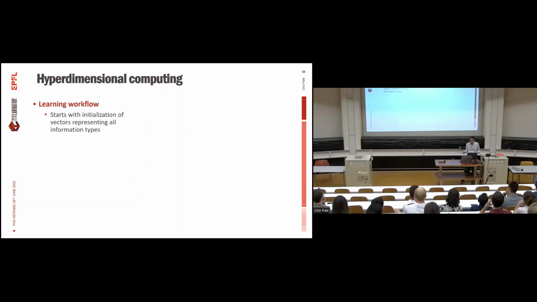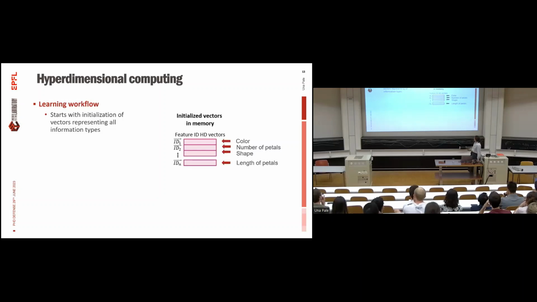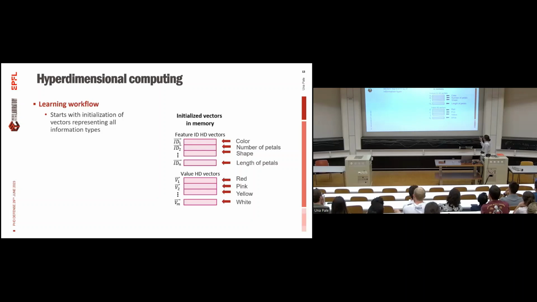So in reality, how does it work? First, we have to initialize vectors that represent every information unit that we have. For example, for every type of feature, we have one vector. In the same way, for every value that we want to map to a certain feature, we have to initialize one. For example, if the feature was color, we would have one vector for every color. If it was a number of petals, we would have a vector for every number, and so on.